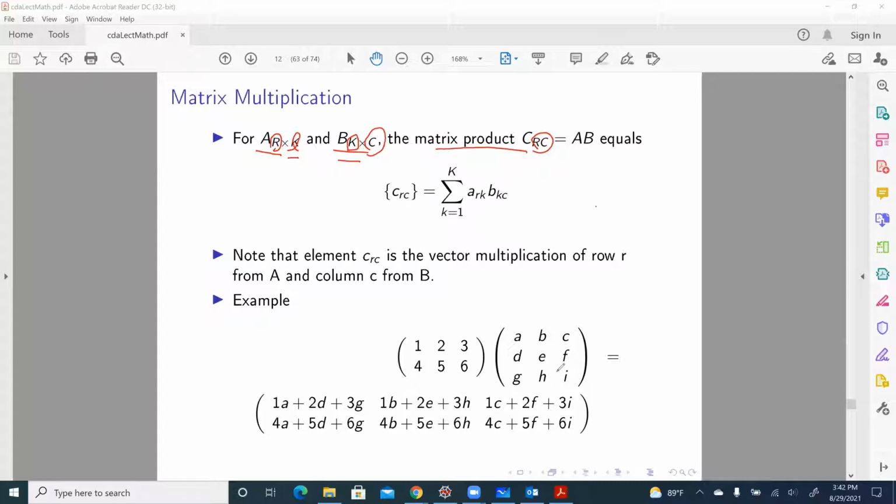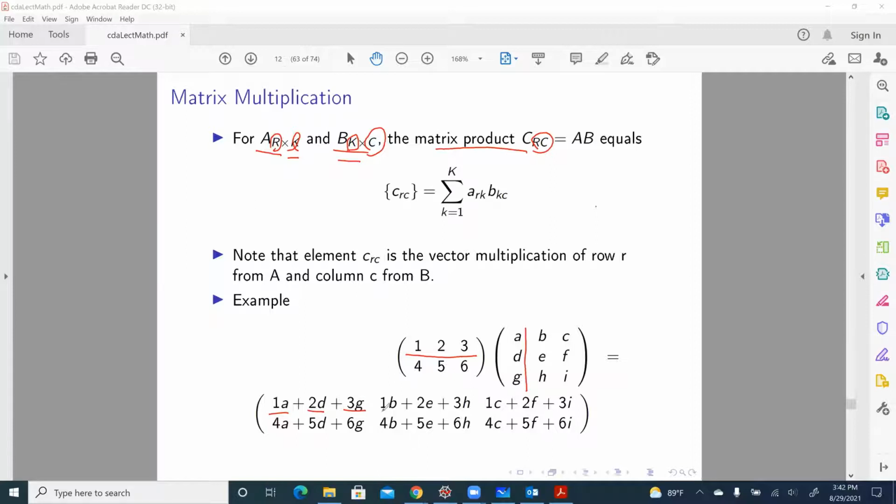the product is equal to the summation of the multiplication of the first row of the first matrix, the multiplication matrix, and the first column of the multiply matrix. So we use 1 multiplied by A, 2 multiplied by D, 3 multiplied by G, and sum across.